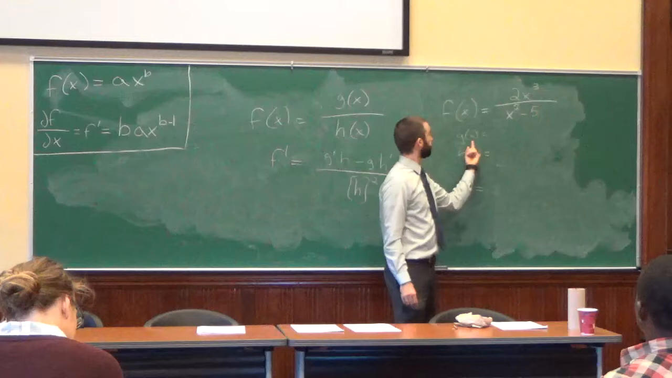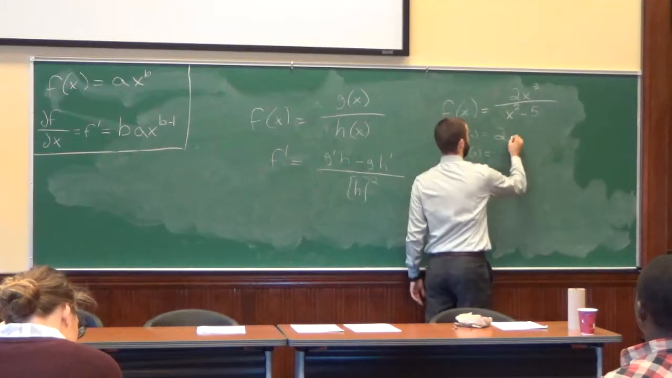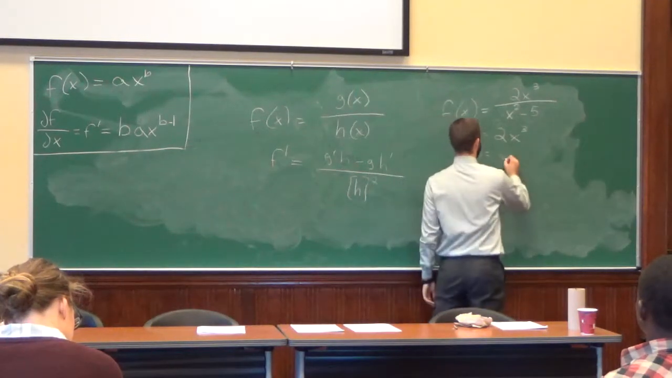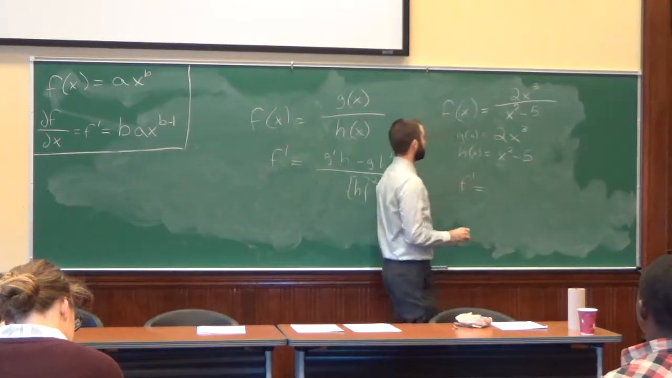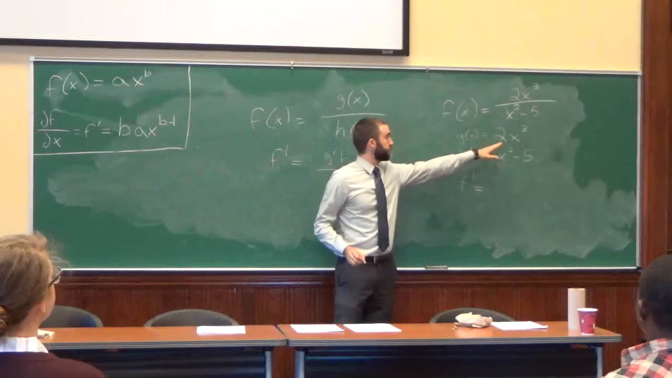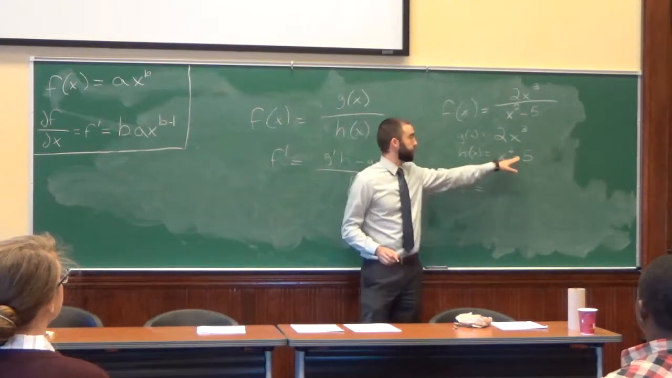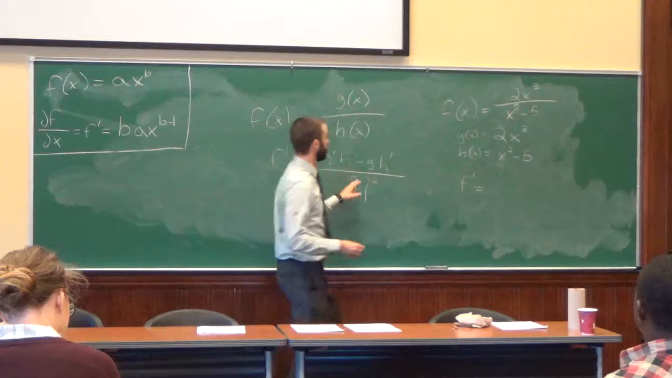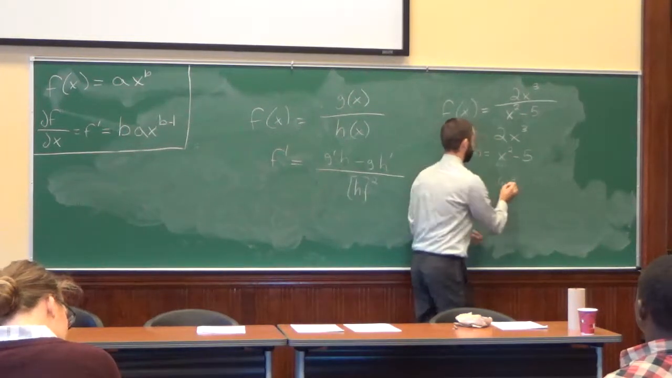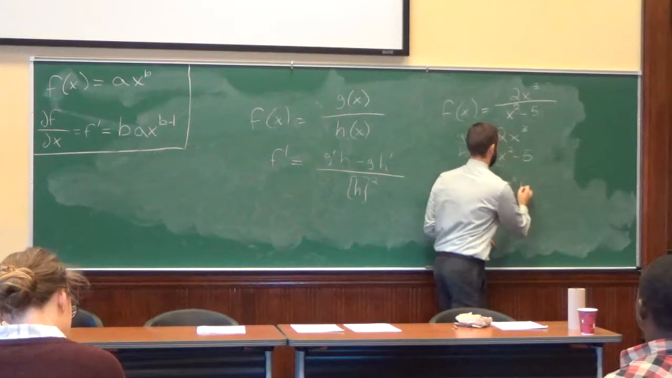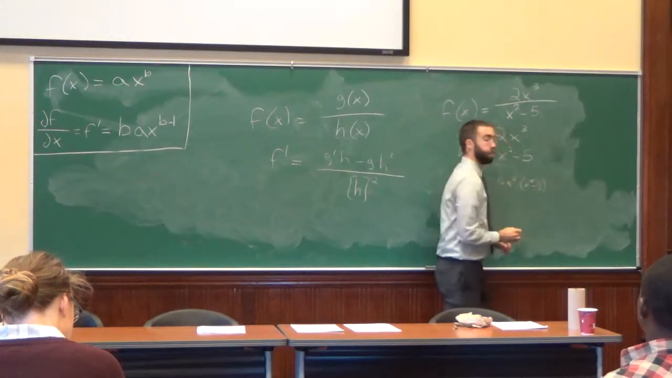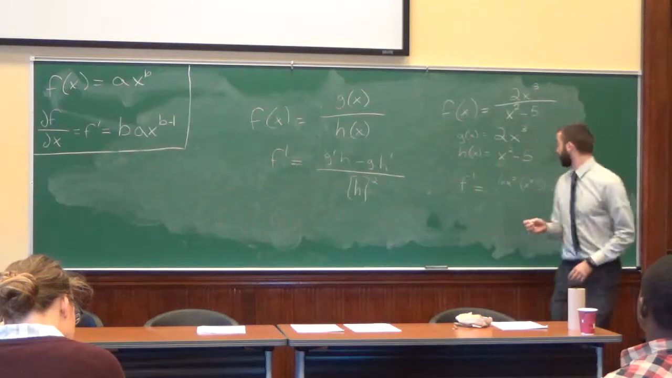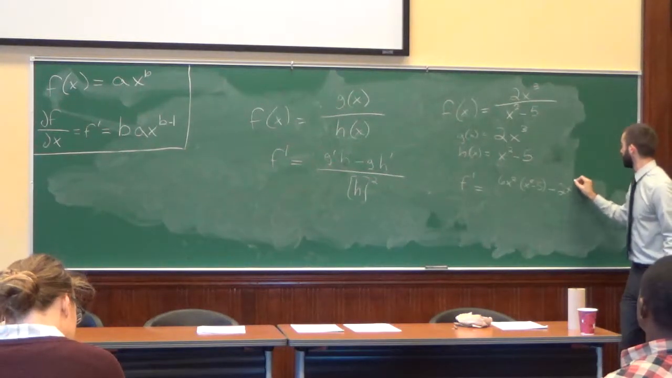Lori, can you tell me what g is? G is 2x cubed. Excellent. And then what's h? X squared minus 5. Excellent. All right, Catherine, if g of x is 2 times x to the third, and h of x is x squared minus 5, what is the derivative? 6x squared. So we've got 6x squared times x squared minus 5, minus 2x cubed. Over here. 2x cubed.